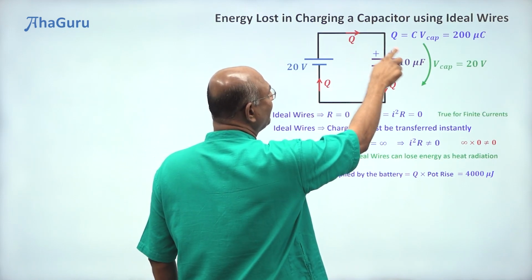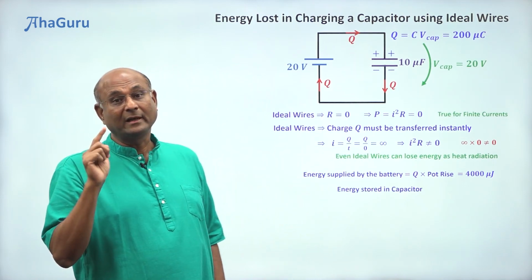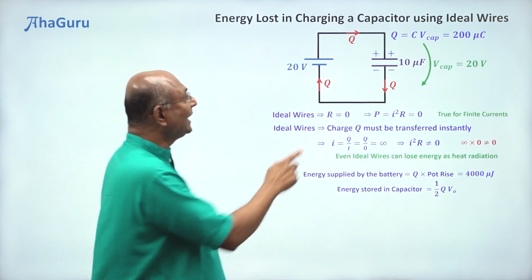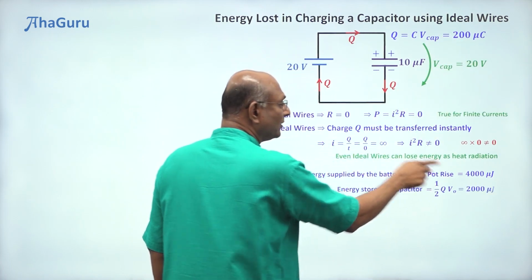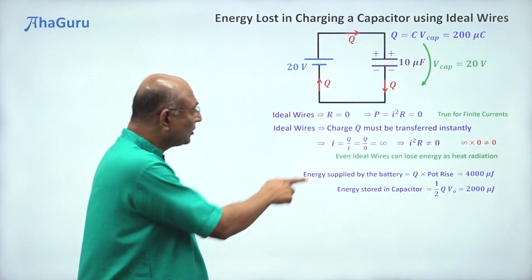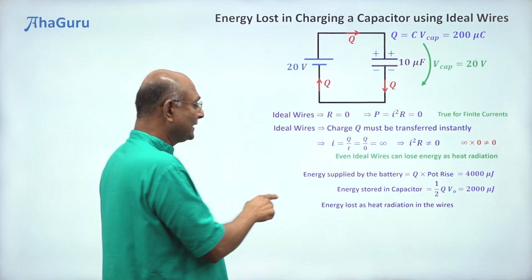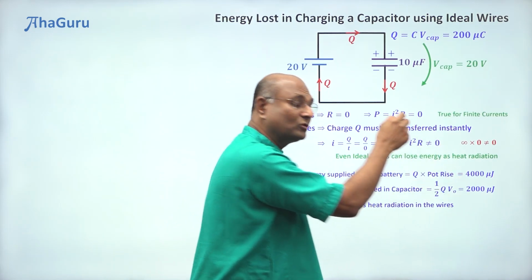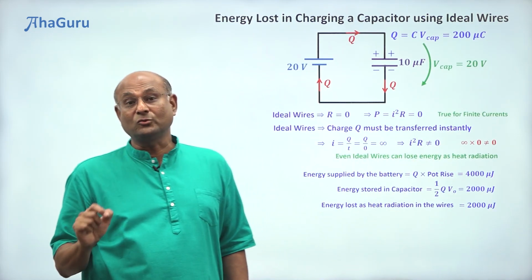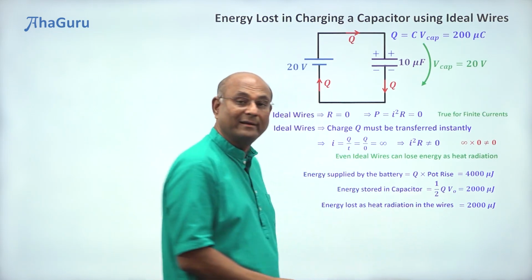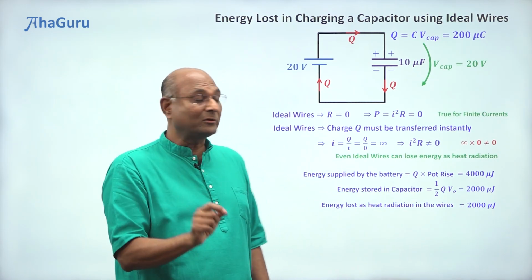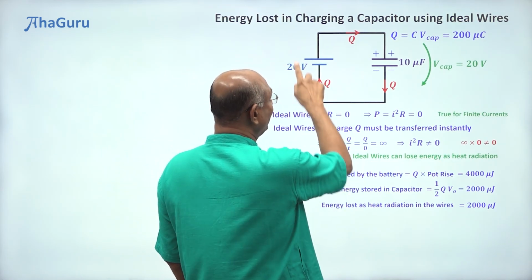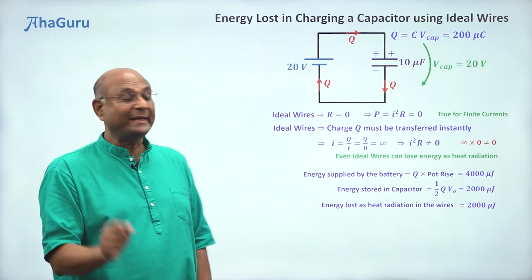What is the energy stored in the capacitor? Well, the energy stored in the capacitor is half Q into the potential drop. So that is going to be half of 200 microcoulomb into 20, which is 2000 microjoules. So how much is the energy that is lost? Well, the energy lost as heat radiation in these ideal wires is 4000 microjoules minus 2000 microjoules, which is 2000 microjoules. This is not a small quantity, right? It's not negligible. There is a huge amount of heat radiation happening in these ideal wires. Exactly half of the energy supplied by the battery is being radiated by these wires.